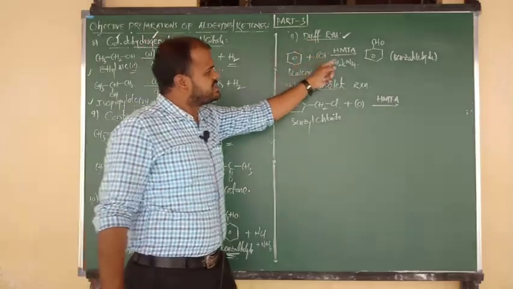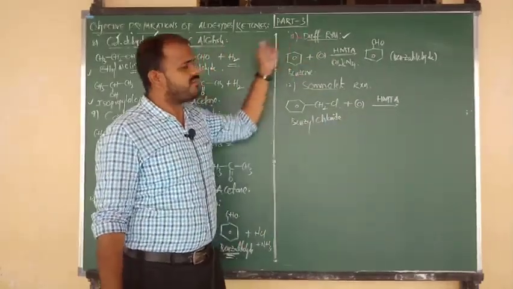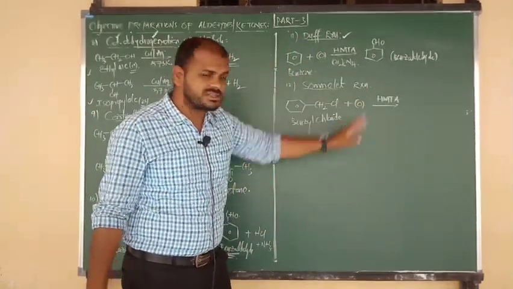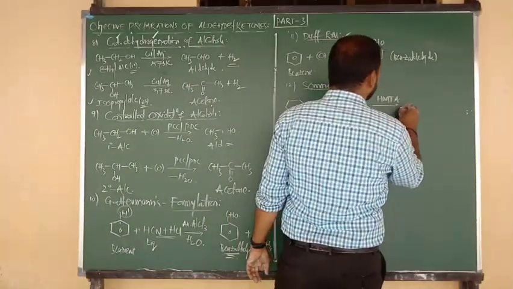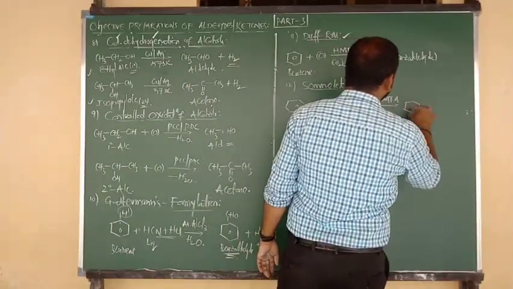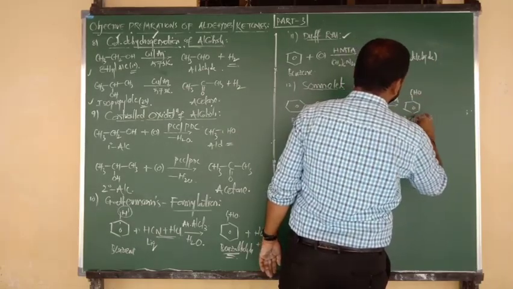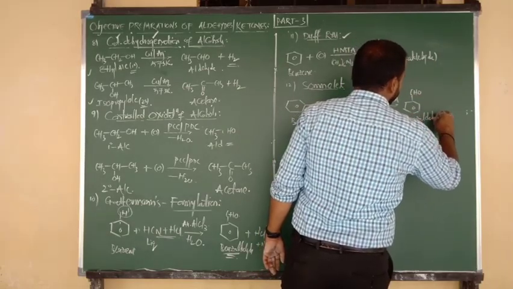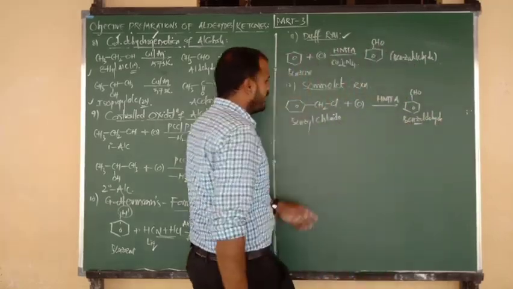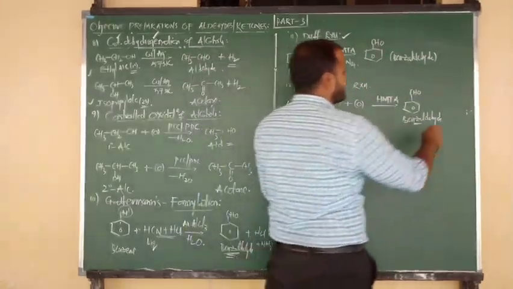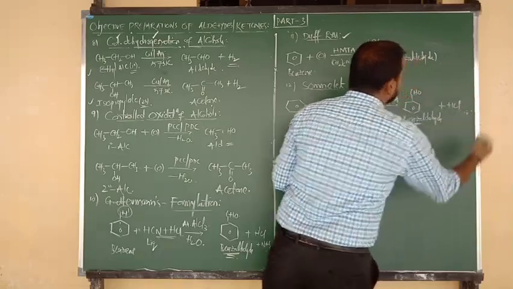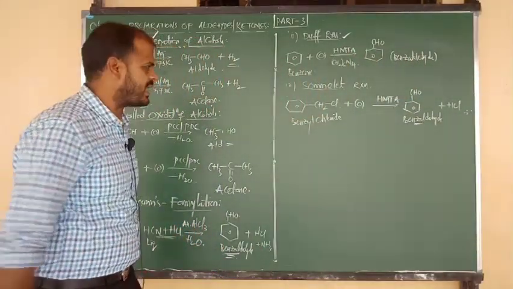Benzene on oxidation with HMTA gives benzaldehyde, that is the Duff reaction. Benzyl chloride upon oxidation with HMTA again gives the product, nothing but what, beta? Benzaldehyde. Benzene bonded to CHO. One of the hydrogens combines with Cl and is eliminated in the form of HCl. This is your Sommelet reaction.